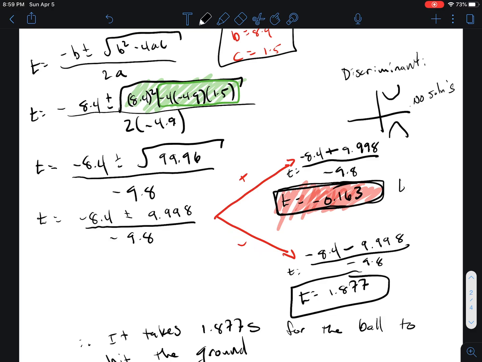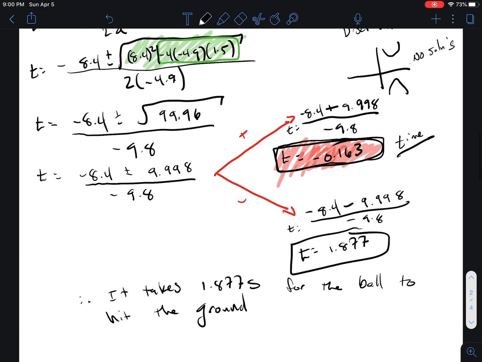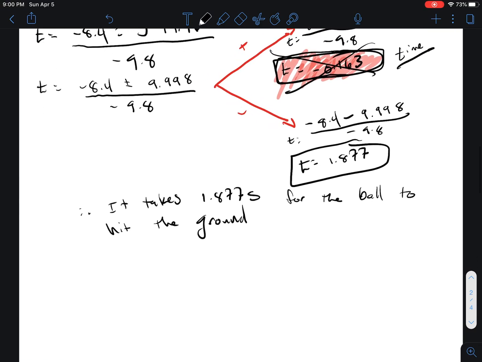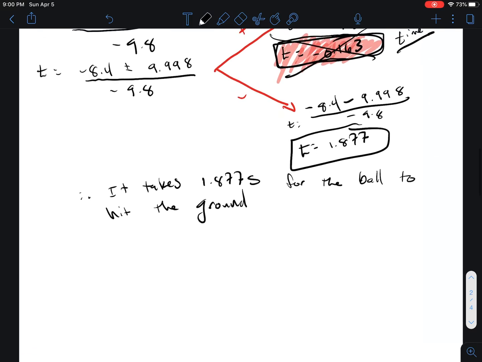Now, because we're talking about time, we can't have negative time. That's not allowed, right? Doesn't make any sense. So we can't have negative time, and therefore you get to disregard this answer when talking about how long the ball is in the air for. Okay? So, with that being said, we can move on. We now know how long the ball is in the air for.